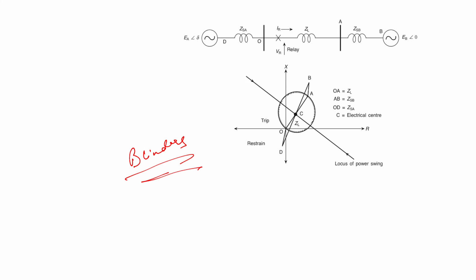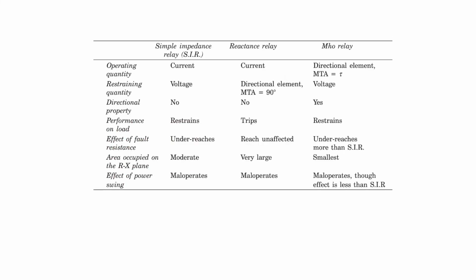Now let us do some comparison of the different types of relays. In this case we have the simple impedance relay. Operating quantity is current and restraining quantity is voltage. Directional property, no. Performance on load, it will restrain. It will be affected by the fault resistance. It underreaches. Area occupied is moderate, and on power swing, it will maloperate.